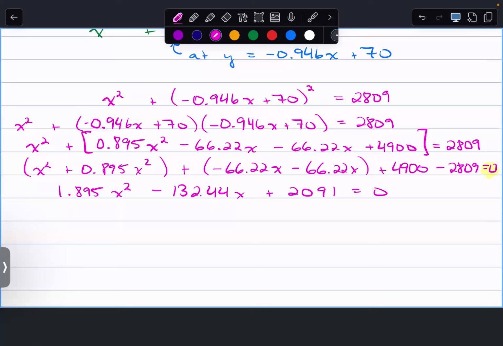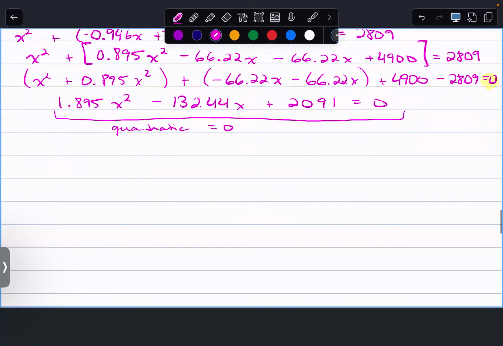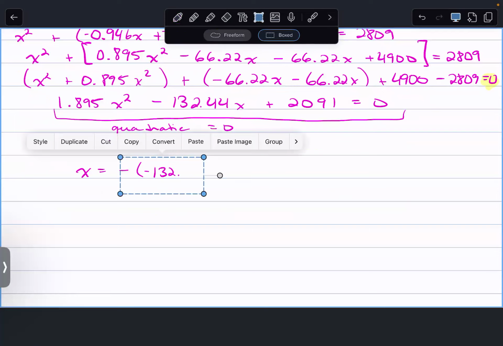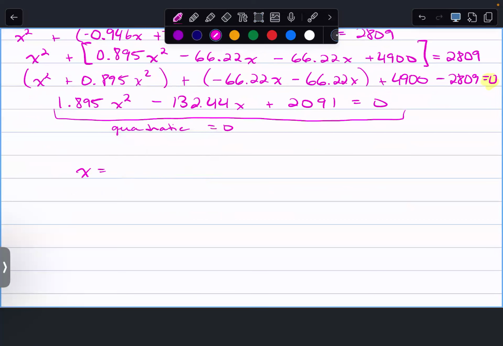Now, right, we've reached our goal of a quadratic equal to 0. A is 1.895, B is negative 132.44, and C is 2,091. So x is negative B, negative 132. Oh, you know what? Sloppy Emily. Negative B plus minus the square root of B squared minus 4AC over 2A.